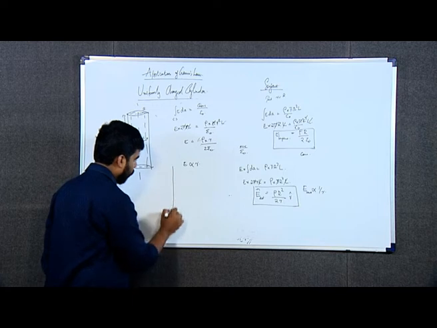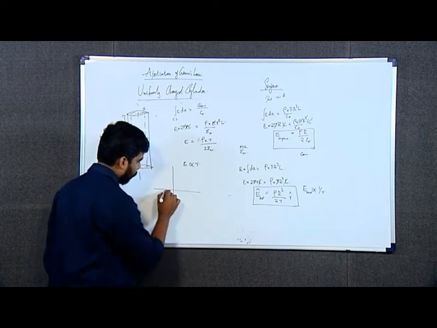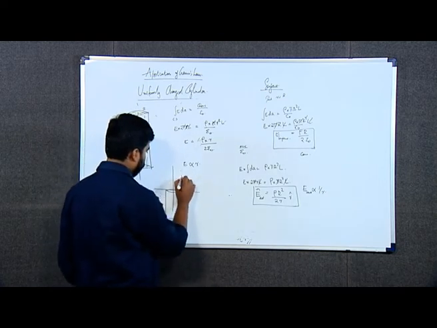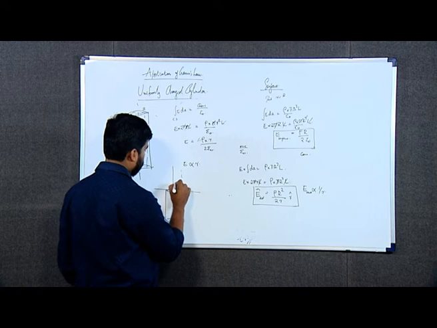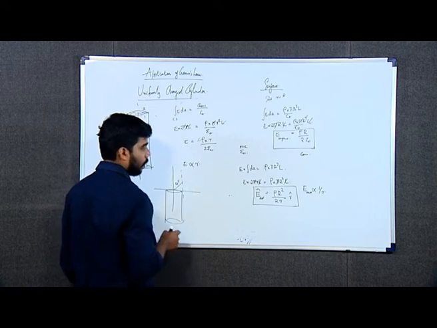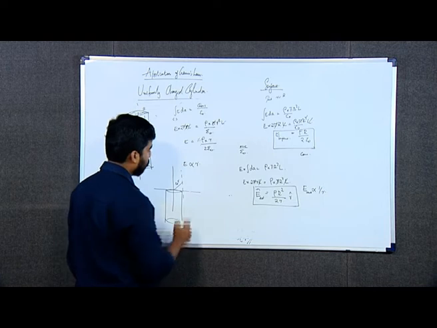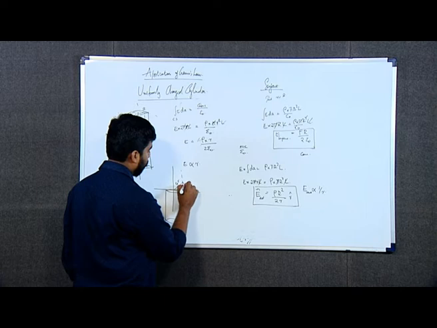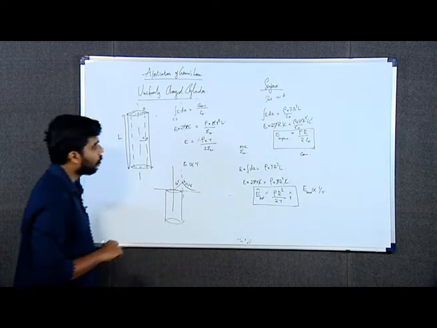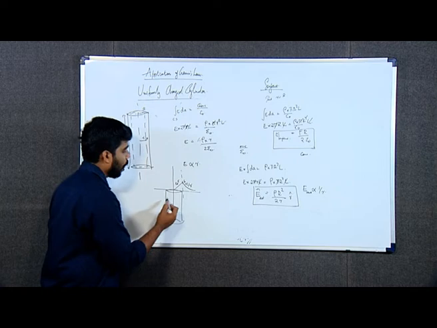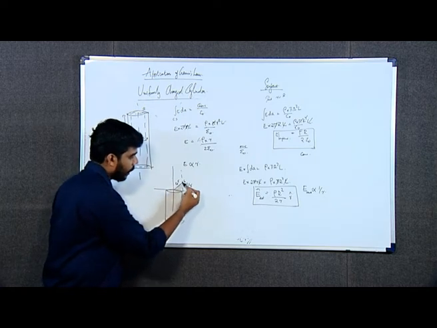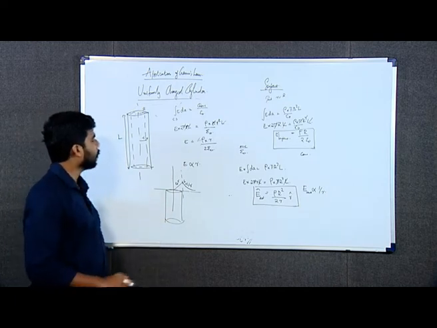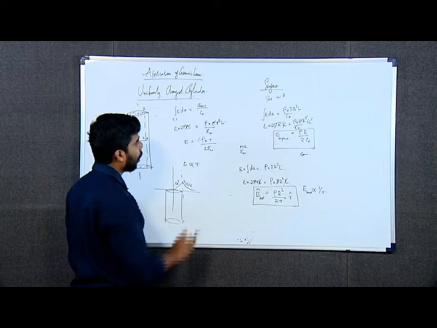Now how will we draw this graph? We will consider a cylinder of radius R in which E is directly proportional to R, and at the surface it will reach the maximum, and again it will come down as a function of 1 by R. E is directly proportional to 1 by R. This is the graphical representation of how the electric field varies outside, at the surface and inside the cylinder. So this is the case for a uniformly charged cylinder.